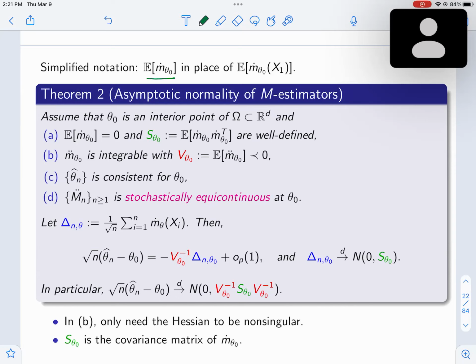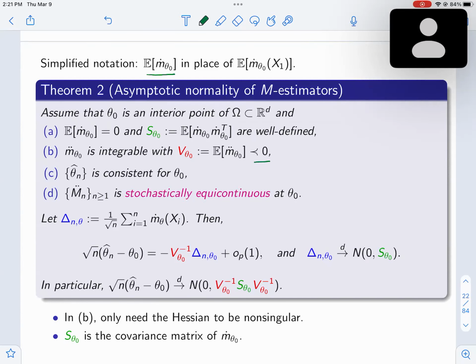The second thing that I'm looking at is the expectation of the m double dot. And this would be the negative Fisher information. So the first one is the way you define Fisher information. It's positive semi-definite because it's a covariance matrix. The second condition is assuming that the second derivative is integrable. And I'm going to call this V theta naught. In the case of the log likelihood, these are very related. One is the negative of the other, but in general, they could be different. But we're going to assume that this is strictly positive.